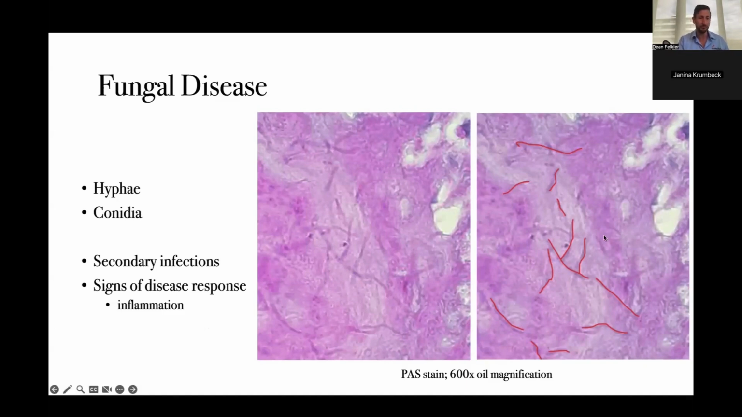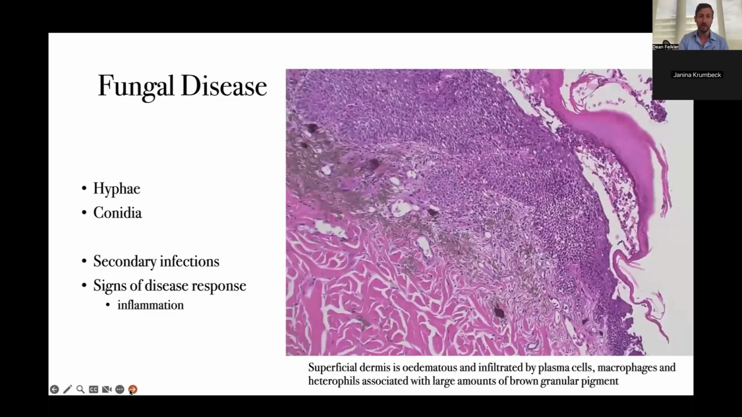You can also pick up secondary infections and also signs of a disease response. So we're looking for inflammation, and here's a significant inflammatory response where we've got high amounts of inflammatory cells, and then we've got this brown granular pigment as well.